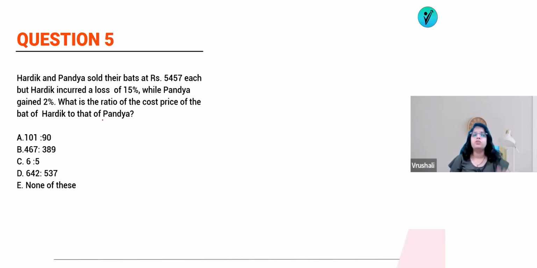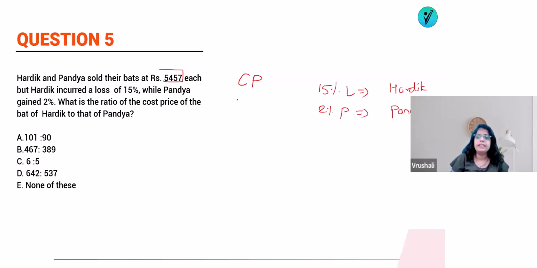Hardik and Pandya sold their bats at rupees 5457 each, but Hardik incurred a loss of 15% while Pandya gained 2%. And what we know is that their SP is the same. So whatever their cost price, on the first one there is a 15% loss to Hardik and 2% profit to Pandya. And as we know that SP is the same.